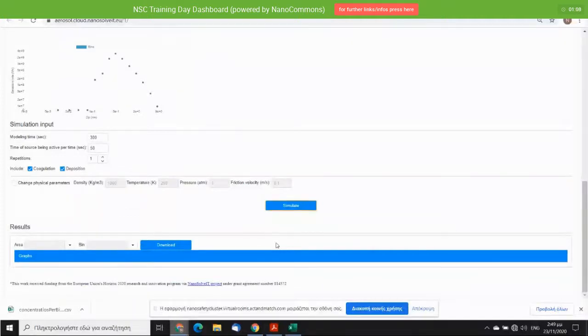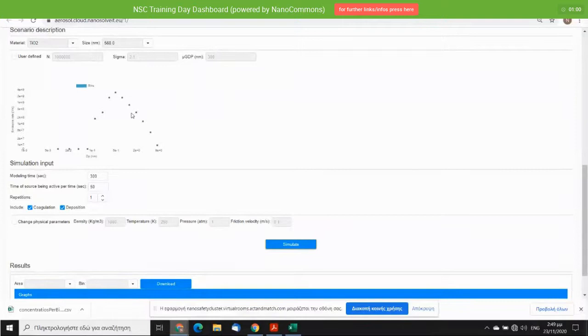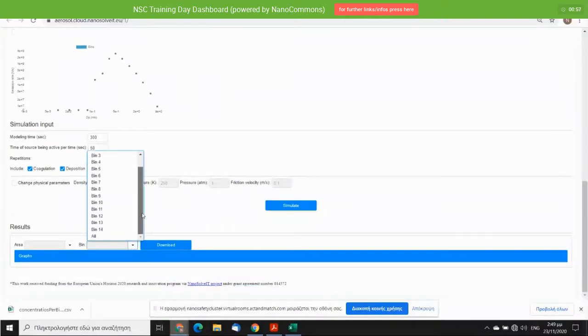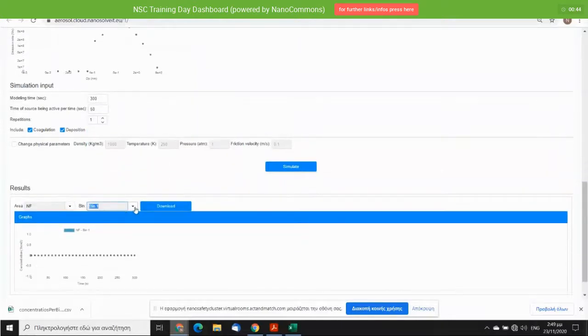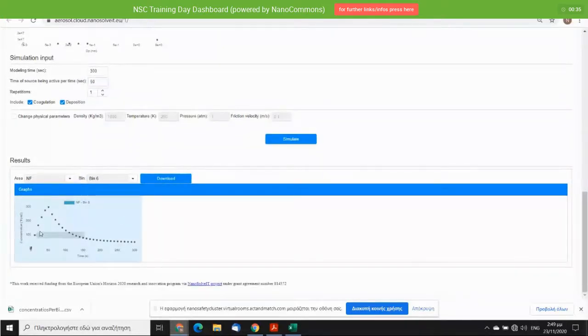The execution time of the code depends highly on the number of bins that we have. Titanium dioxide has fewer bins, actually 14 bins, half of the black toner. That's why the simulation was faster. And again, I can see the concentration in the different areas. Here, for that bin, the initial concentration is 0, that's why I get 0. So here you can see again the concentration over time.